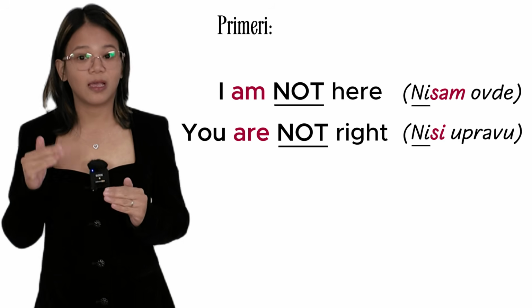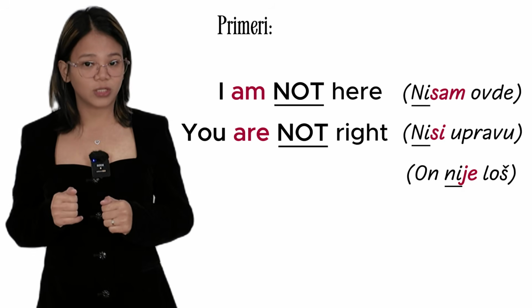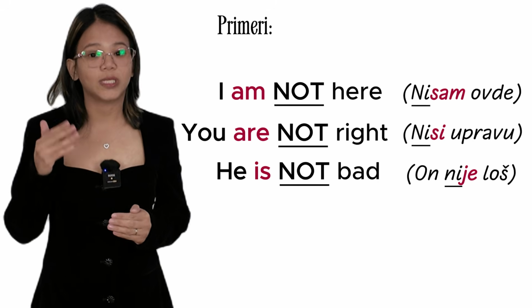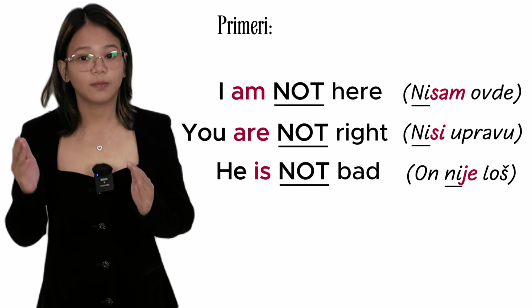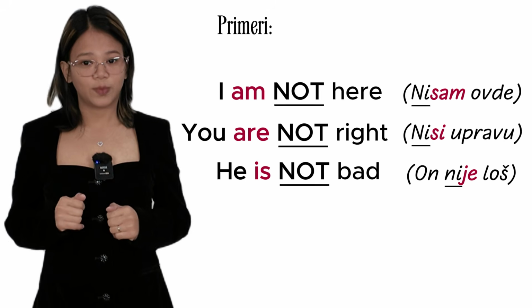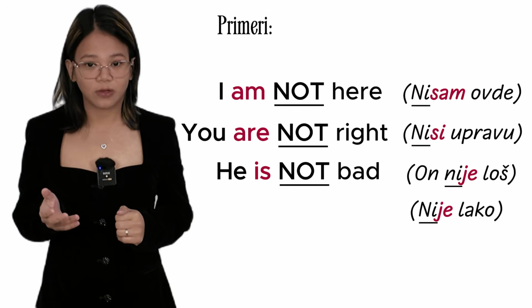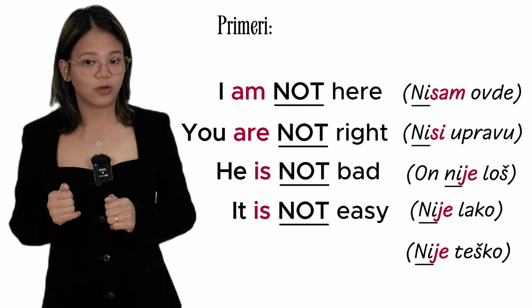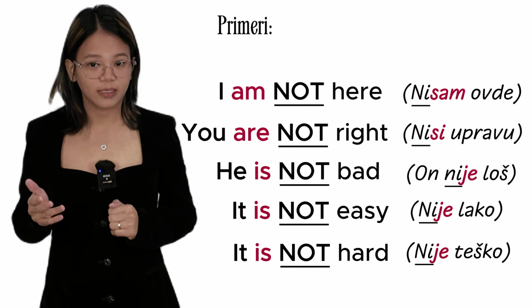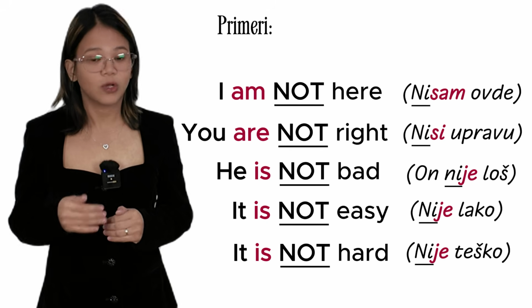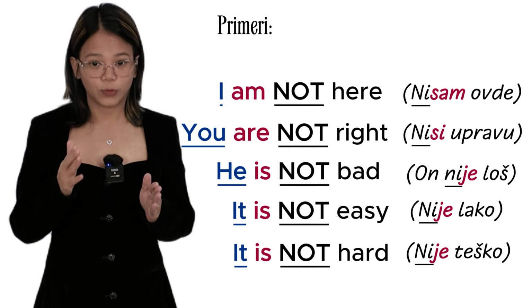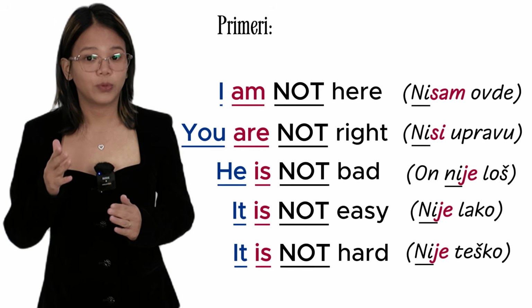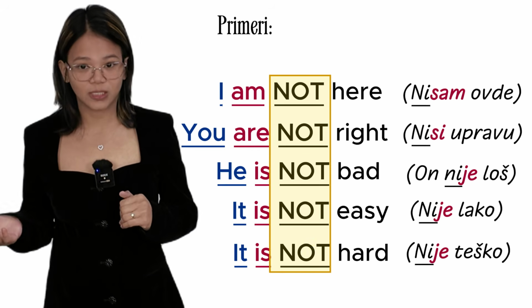Not posle are. On nije loš. He is not bad. He is plus not, not posle is. Još primjera. Nije lako. It is not easy. Nije teško. It is not hard. Vidite obrazac. Uvek isto. Subjekat plus am, is ili are plus not plus ostatak rečenice.